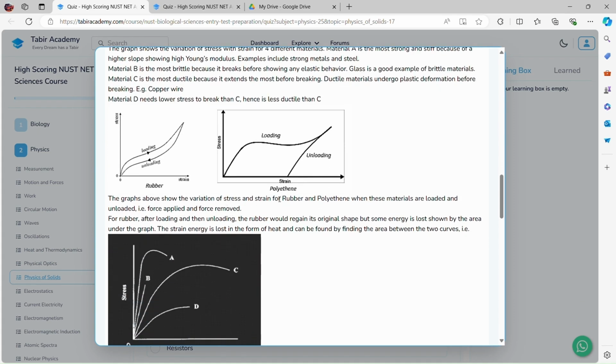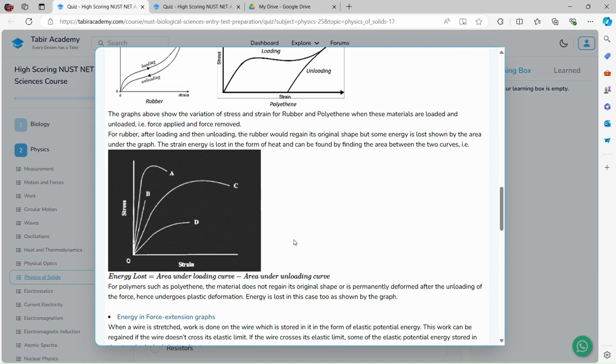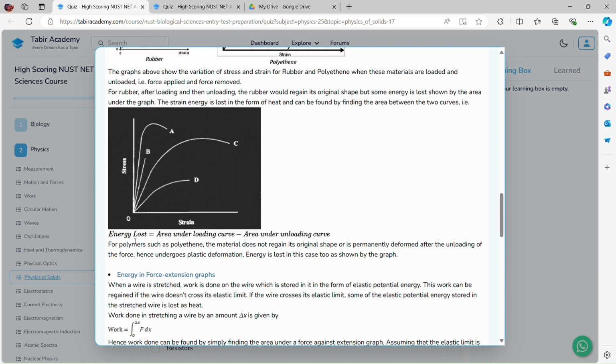The graphs above show the variation of stress and strain for rubber and polyethylene when these materials are loaded and unloaded. For rubber, after loading and then unloading, the rubber would regain its original shape, but some energy is lost, shown by the area between the curves. The strain energy is lost in the form of heat and can be found by finding the area between the two curves. Energy lost equals area under loading curve minus area under unloading curve.